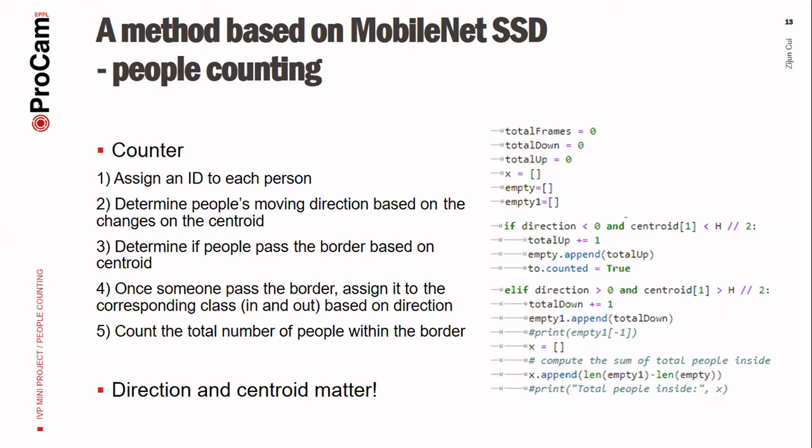And the centroid is also used to judge whether a person passed the border or not. Once some of them pass the border, the program will assign the person to one of the 2 classes based on his direction. And at last, calculate and update the total number within the border. It's not difficult to find that the direction and the centroid of people are very crucial in this counting process.